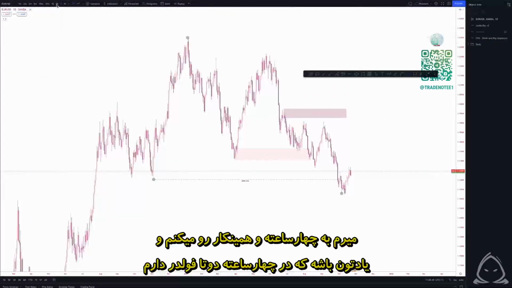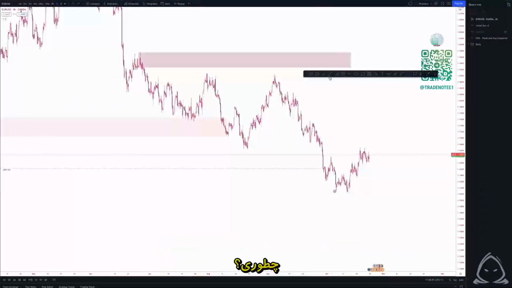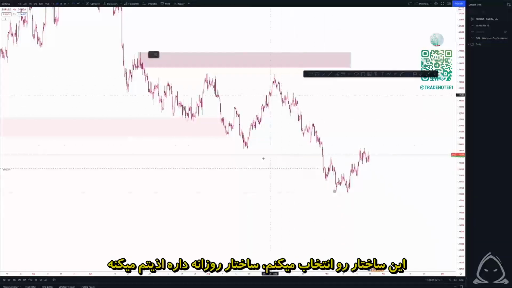Then what do I do? I go to the 4 hour and I do exactly the same. But remember, on the 4 hour, I have two folders. How do I do this? So imagine just selecting this structure over here. Structure on daily is messing a bit with me. So I just hide it and that's it.